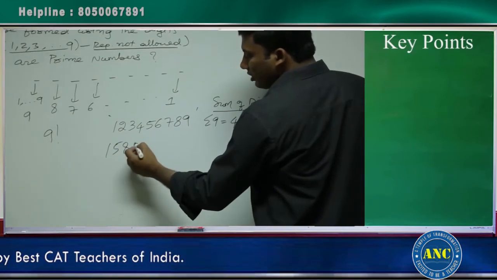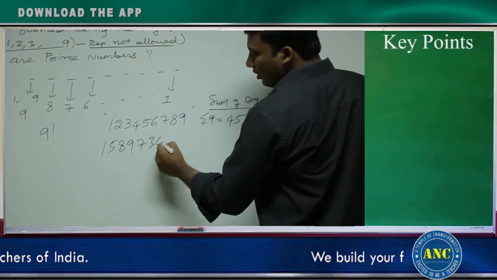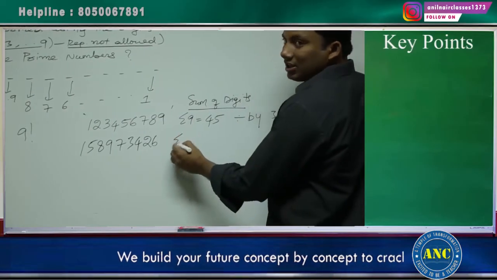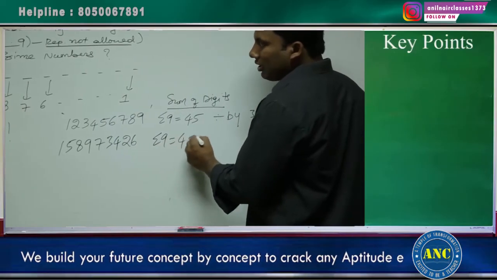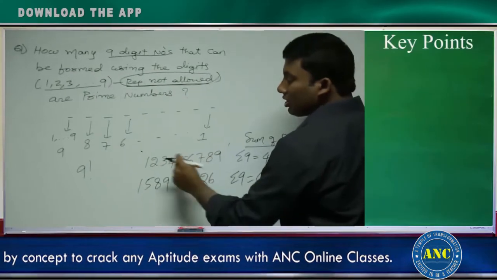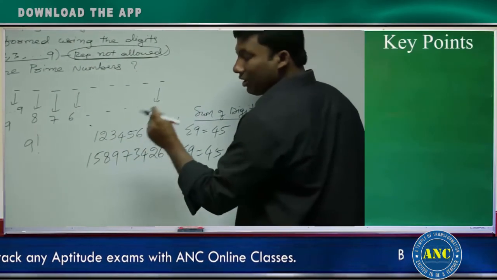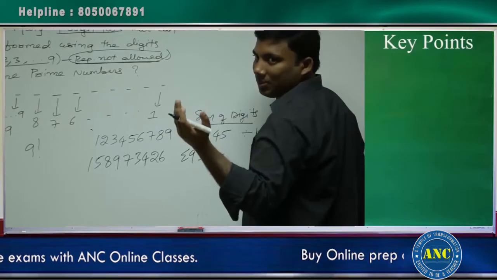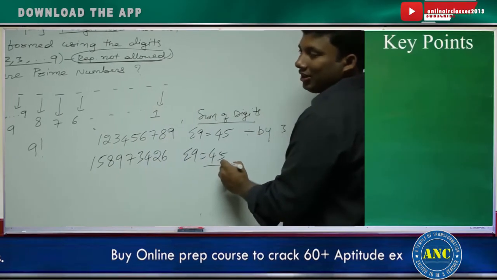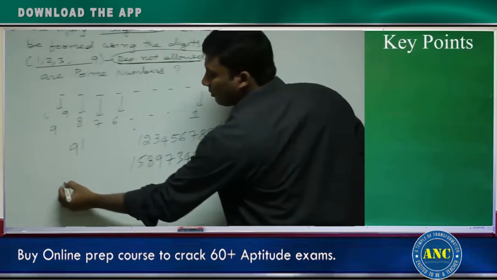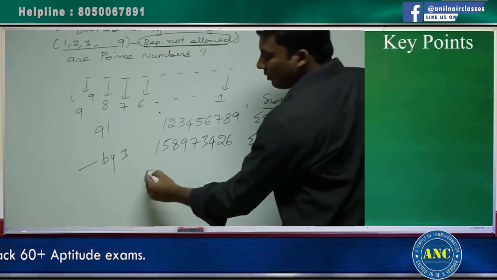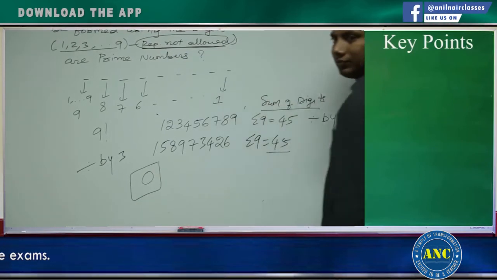Suppose I change the order: 1, 5, 8, 9, 7, 3, 4, 2, 6. What will be the sum of the digits still? 45. Because repetition is not allowed, only the position of the digits will change. So 1 plus 2 plus 3 is always 1 plus 3 plus 2. In whatever way you write, the sum will always remain 45. If the sum is 45, all the numbers are divisible by 3. So the answer is 0. Please write.